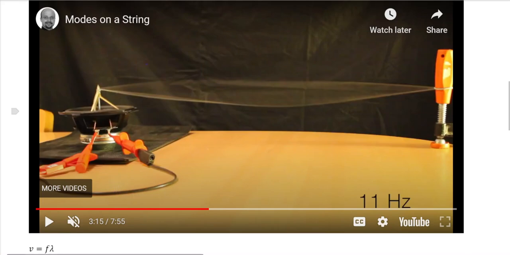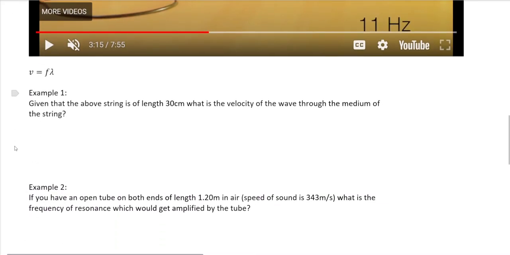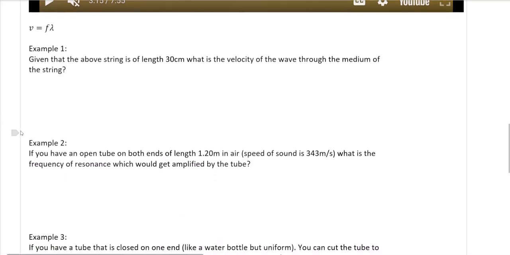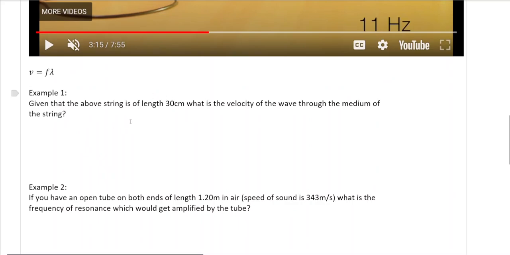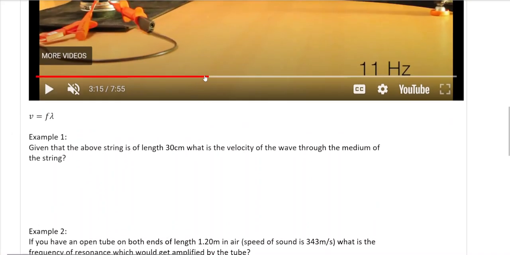So, like I said, I'm going to link that video down in the description. But we have a couple questions here. And this is, given that the above string is of length 30 centimeters, what is the velocity of the wave through the medium of the string?